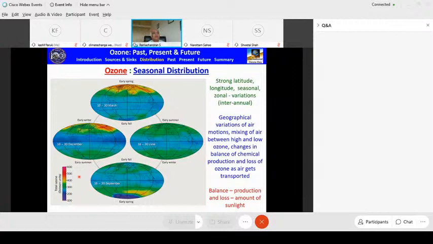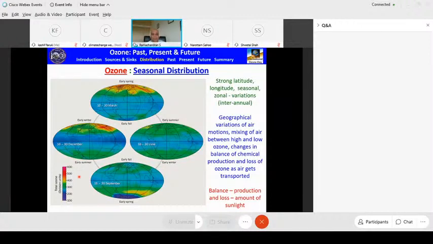For example, the scattering by air molecules is named after Rayleigh, or Lord Rayleigh, who found this. And for example, in the Indian context, the CV Raman effect, etc. In the same way, the unit with which we measure the total column ozone is named after Dobson.